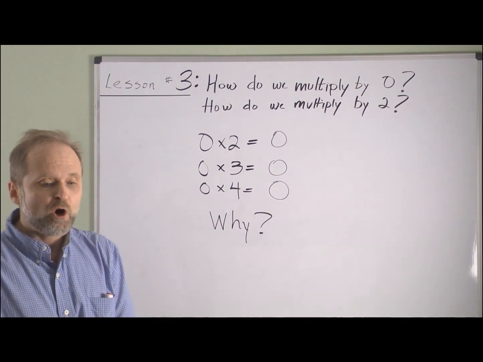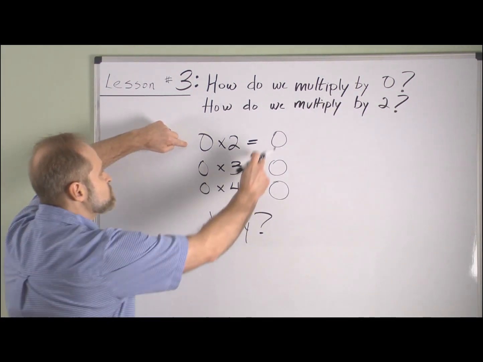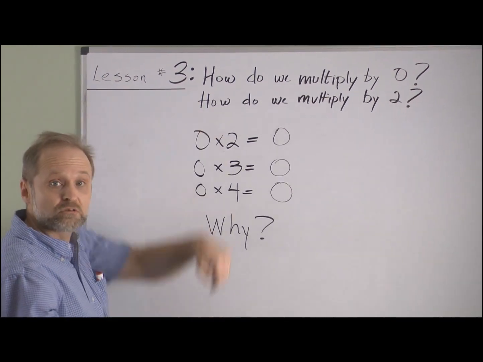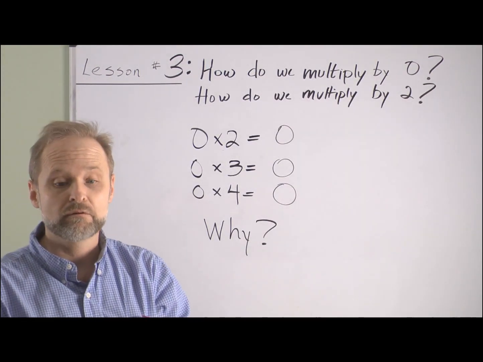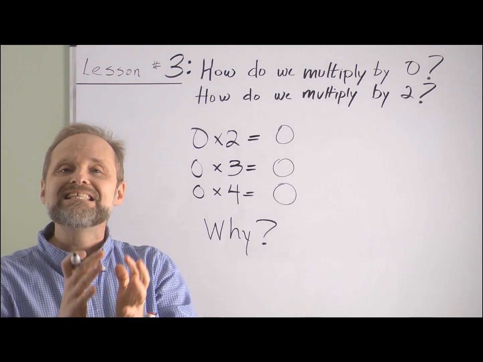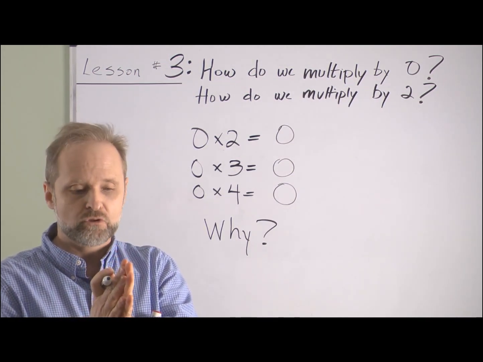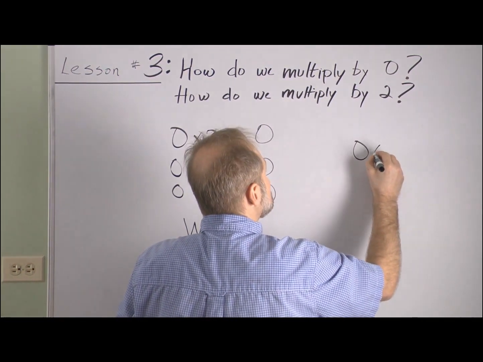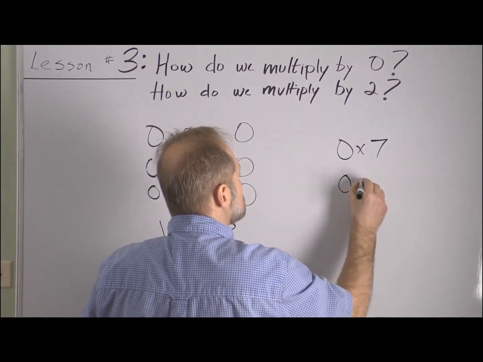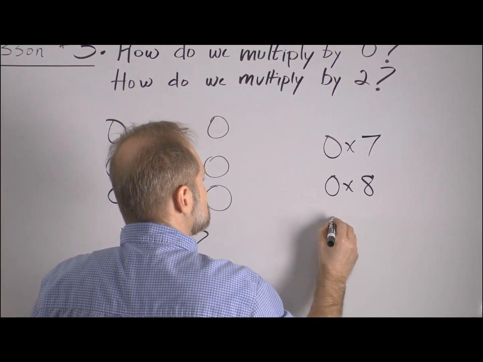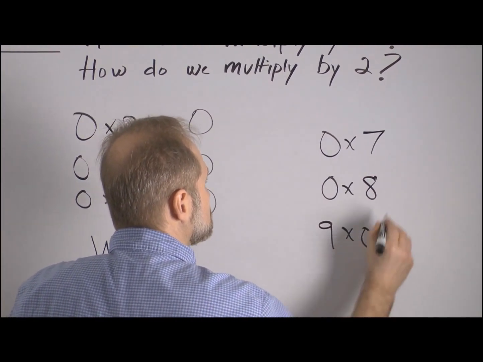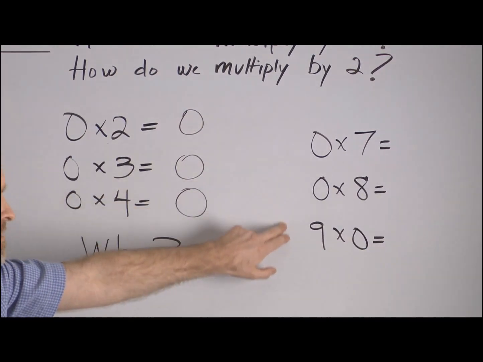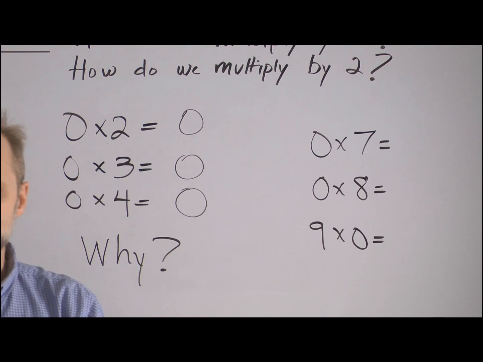All right. Hopefully you figured out that the answers are all 0. Why? Because we have no groups. We don't have anything. And so this is an easy multiplication type of problem to do. Let me give you 3 to try. I want you to go ahead and try these right now. Pause the video, please.